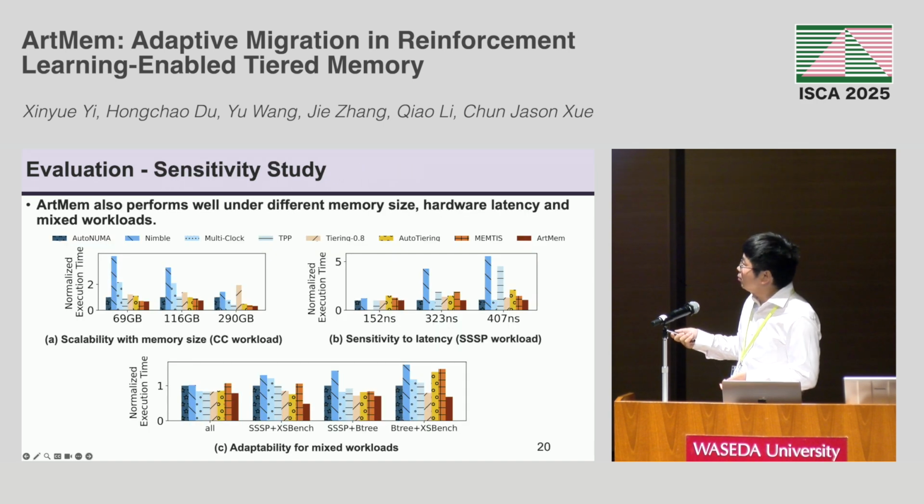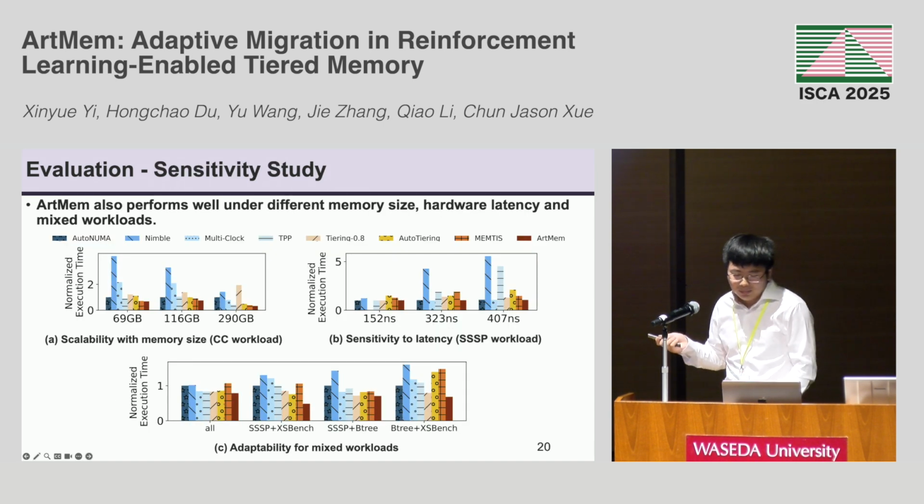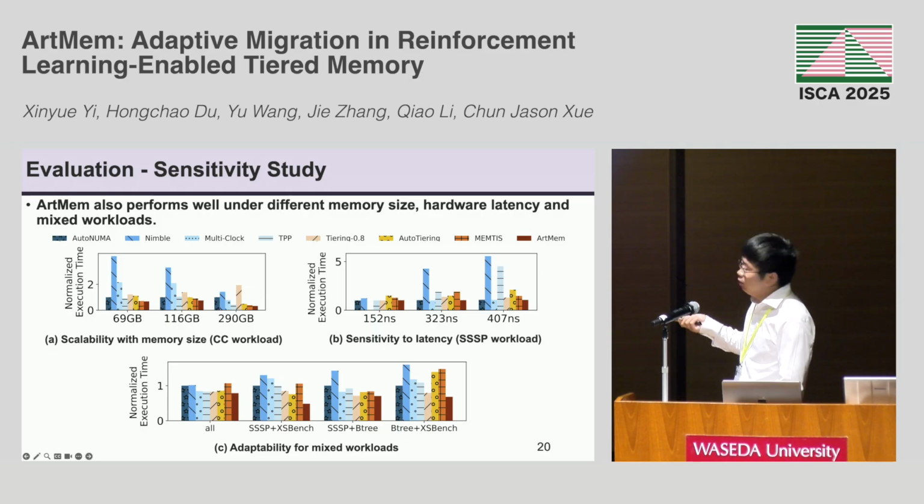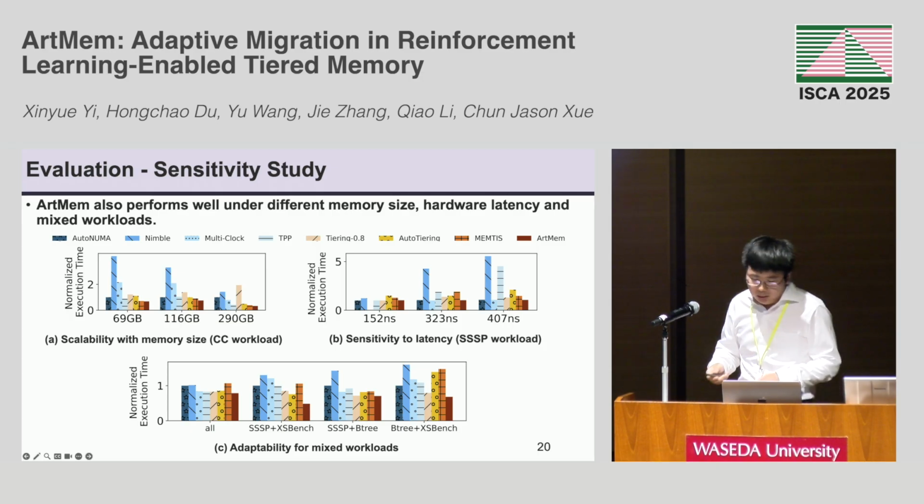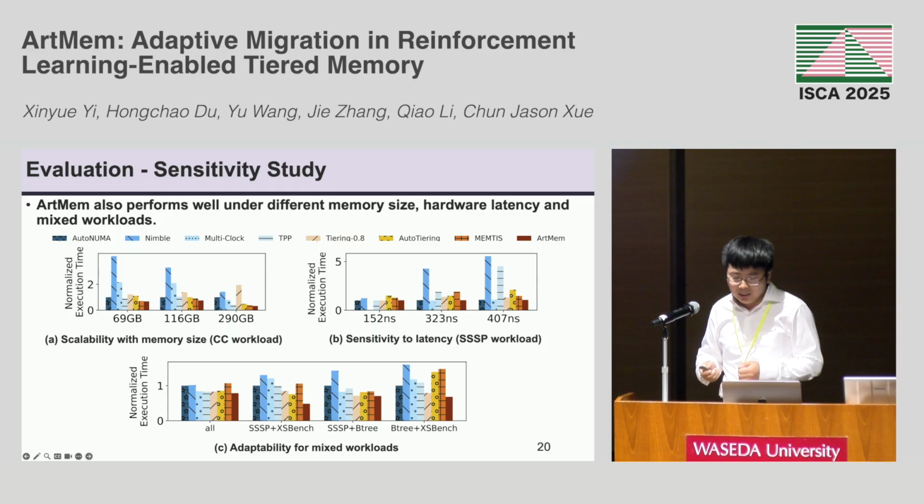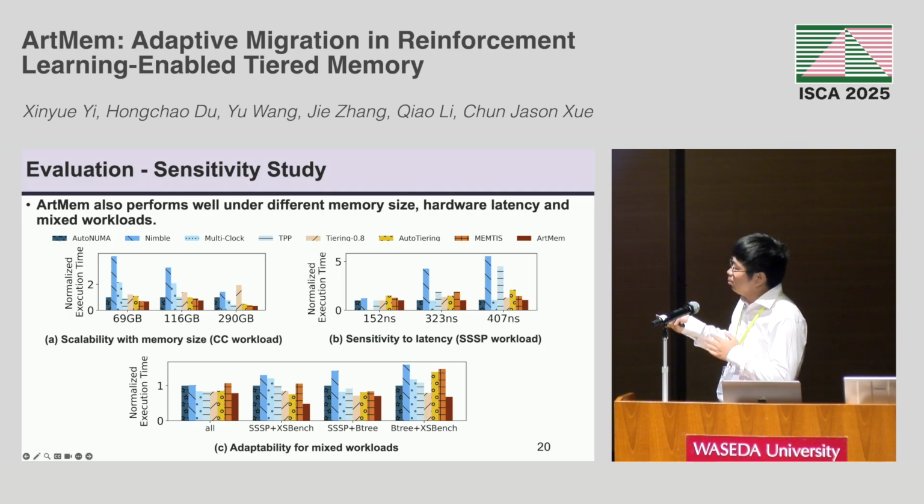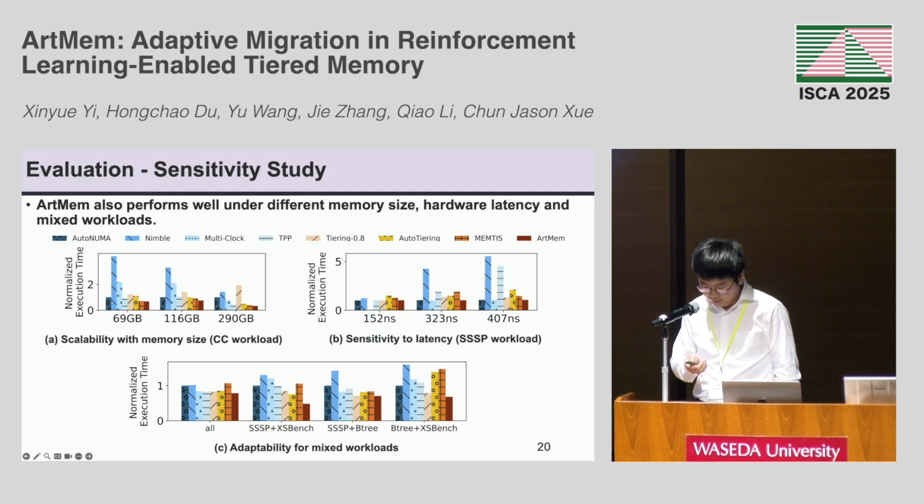We also test ArtMem's robustness under different conditions. In this result, we test different memory sizes, sensitivity to different memory latency, and mixed workloads. All these results confirm that ArtMem's benefits are robust across different memory configurations and memory access pattern characteristics.